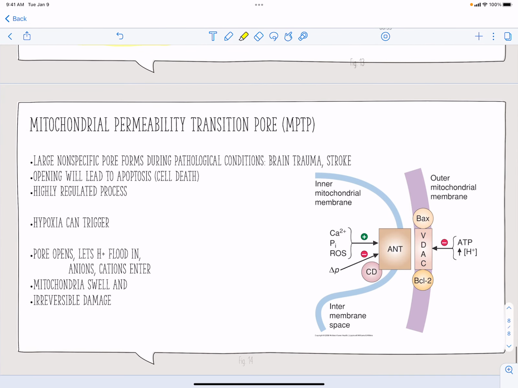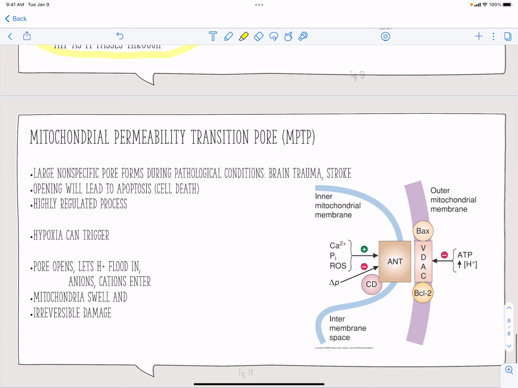Now, there is another type of pore that can form. It's called the Mitochondria Permeability Transition Pore. And in this situation, this is typically going to be during pathological conditions, stroke, brain trauma, when a cell is undergoing apoptosis. And the opening of this mitochondrial permeability transition pore will lead to apoptosis or cell death. And this is a very regulated process.